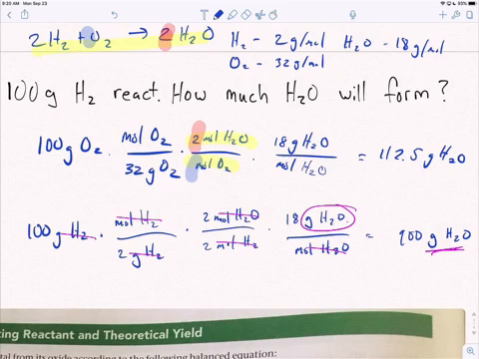To get mass, we multiply by the molecular weight of water. Is there anything else? No, that's it. Now this is back in grams. But how did we end up back in grams from moles? If you look at this, the grams of hydrogen cancel: grams hydrogen, moles hydrogen, moles water, and you're left with grams. That's called dimensional analysis.